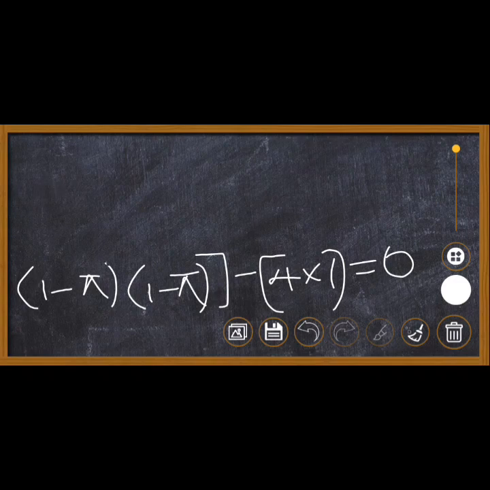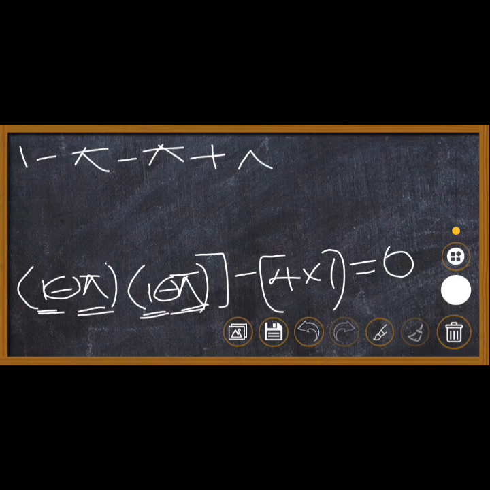So in this case then, we are going to have 1 multiplied by 1, of course it's just 1. 1 multiplied by pi, of course it's just pi. And then pi multiplied by 1, of course it's pi. And then pi multiplied by pi, negative multiplied by negative, it's positive, so it's positive pi squared. Then we subtract here, minus 4 multiplied by 1, it's just 4, equal to 0.